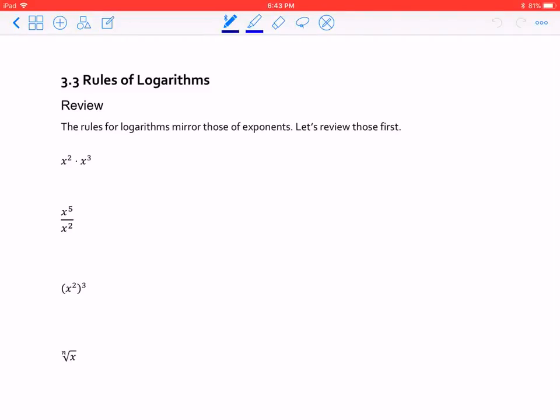In this chapter, we will look at the rules of logarithms. Of course, we already have many rules for how to deal with exponents, and we'll find that the rules for logarithms mirror those. So let's go ahead and review those first.